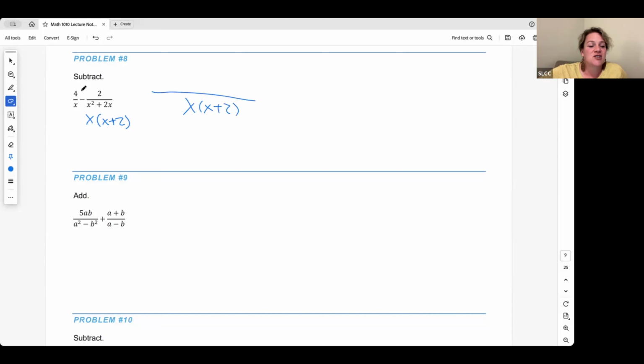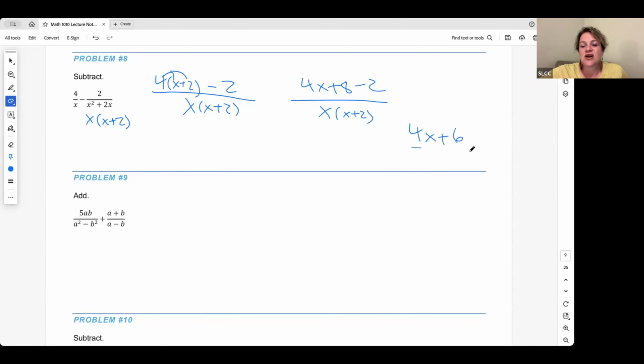In the first fraction, we say, how do I get there? What am I missing? I'm missing an x plus 2, so it's 4 times x plus 2. And then in the second expression, we already have all of the common denominators, so we just subtract 2. Then we distribute the 4, so this becomes 4x plus 8 minus 2, and then over x times x plus 2, and then combine the like terms of 8 and 2. So in the end, I get 4x plus 6 over x times x plus 2.